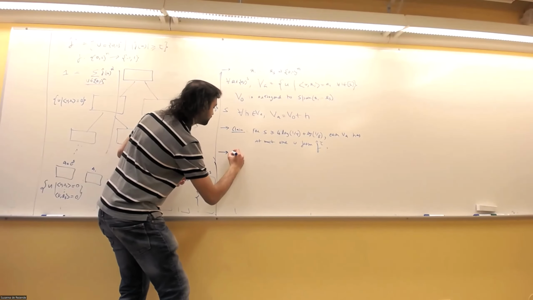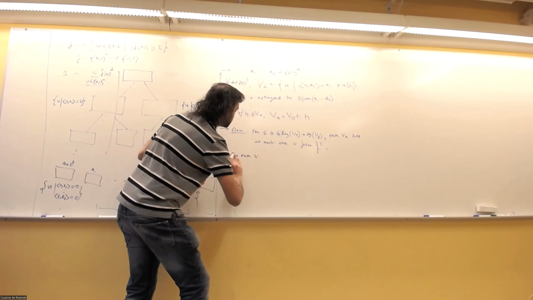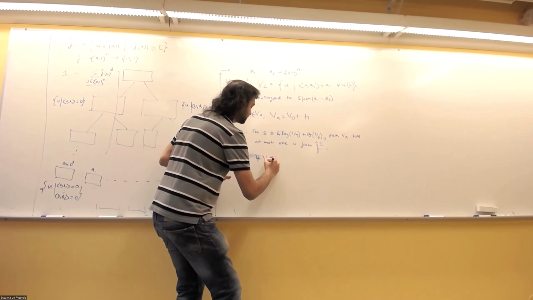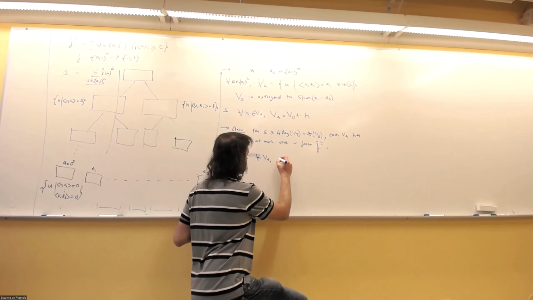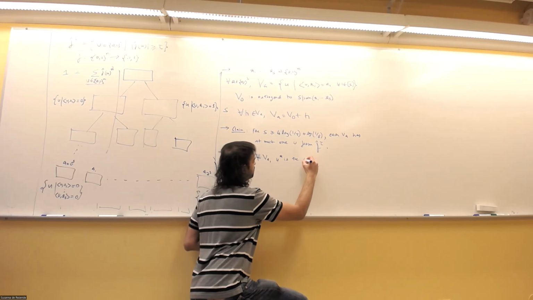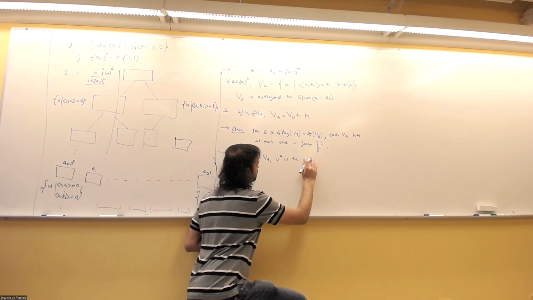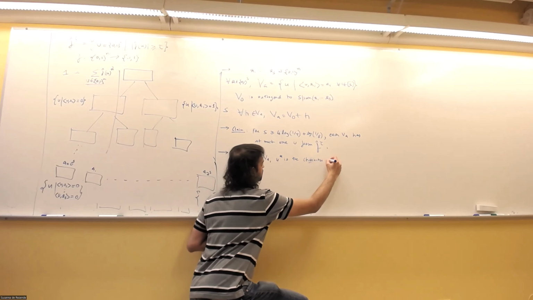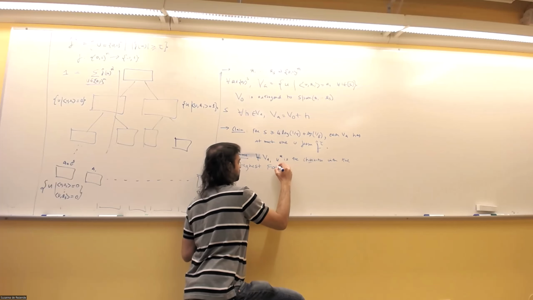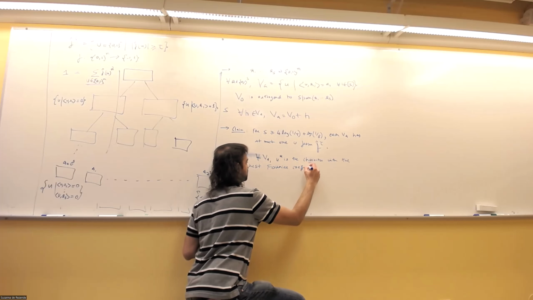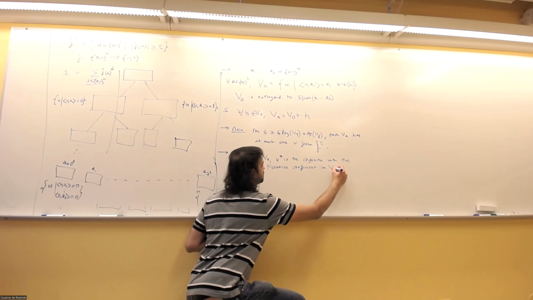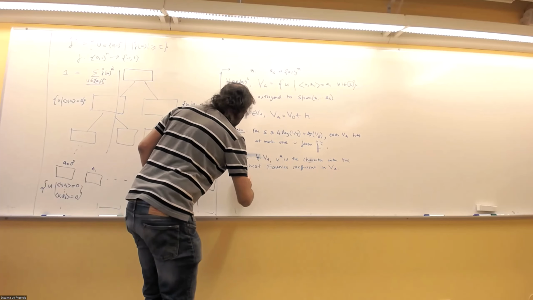So to do this, for each VA, let gamma star, another u star, be the character with the highest coefficient.